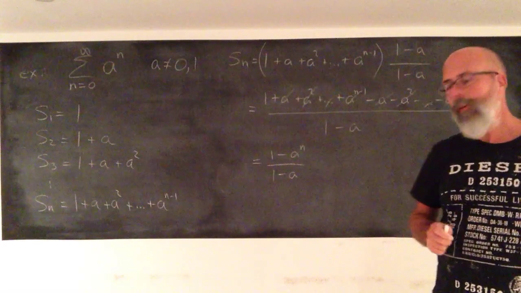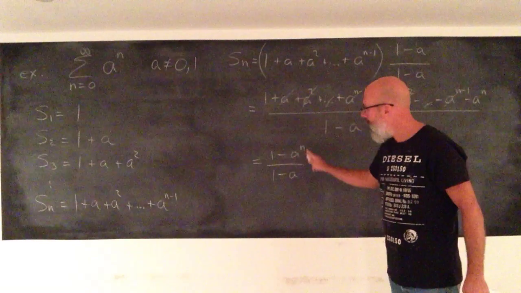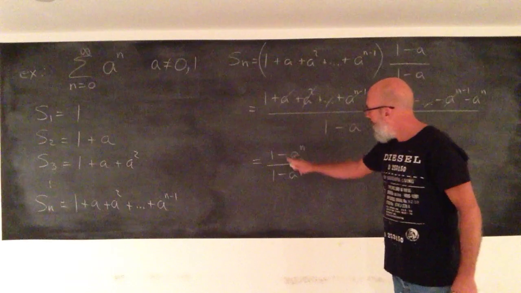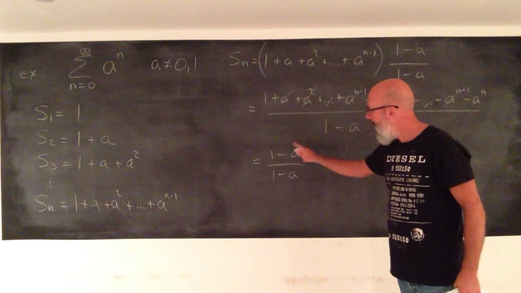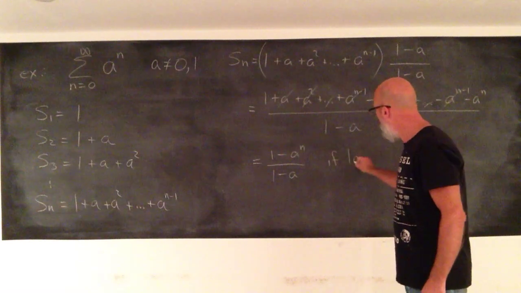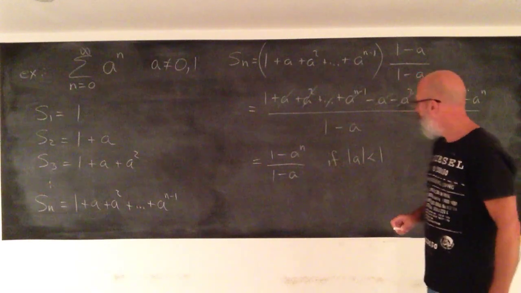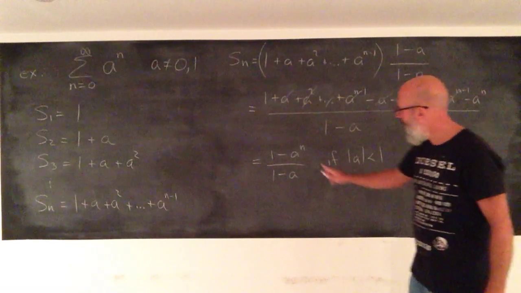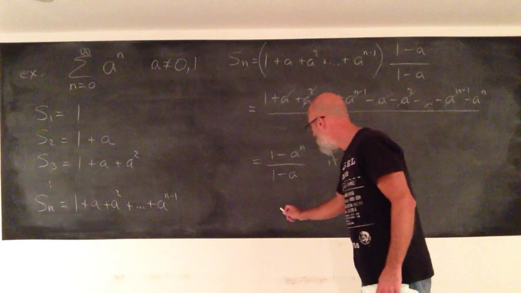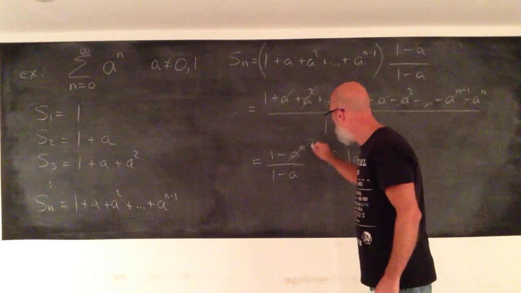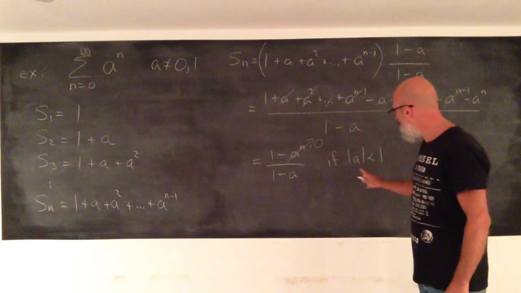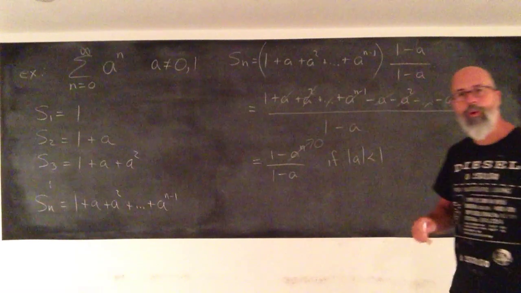Now, if A is between -1 and 1, if A is some fraction between -1 and 1, this A to the n is going to go to 0. If A is less than 1 in absolute value, this is going to be a fraction which goes to 0 as n goes to infinity. So if A is between -1 and 1, this is going to converge.